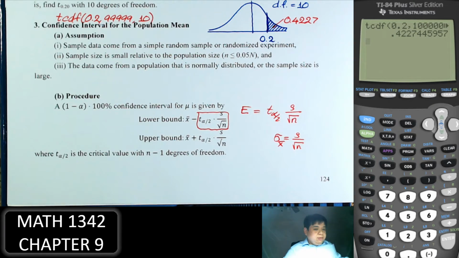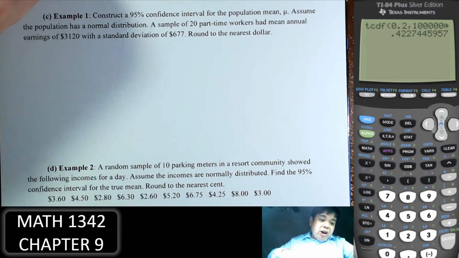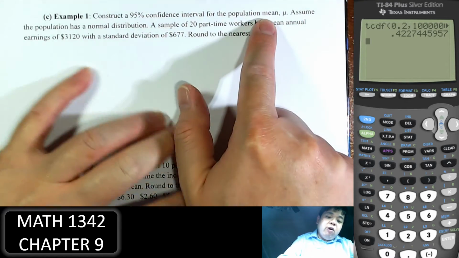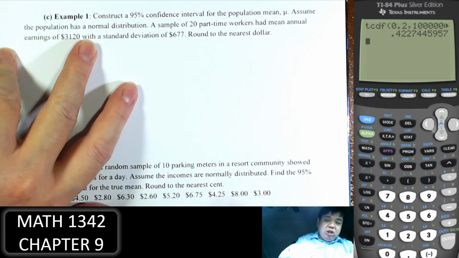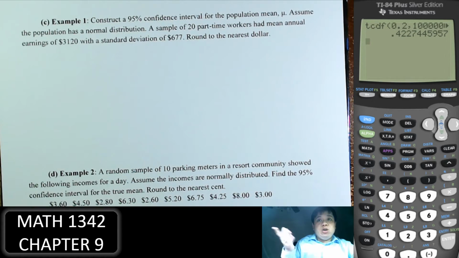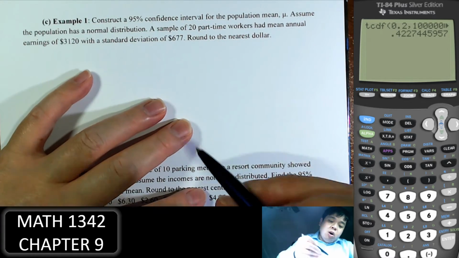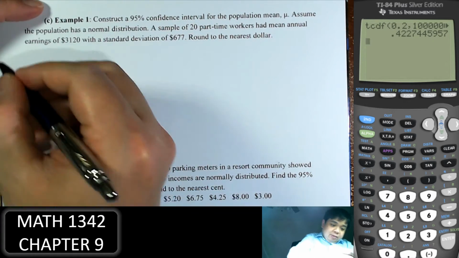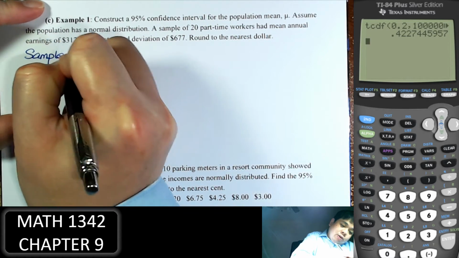Right. Let's look at an example. Construct a 95% confidence interval for the population mean. Assume that the population has a normal distribution. So we have to assume that, so we can use the t distribution. A sample of 20 part-time workers, so that will be n. So this is for the sample. This is what we get for the sample.